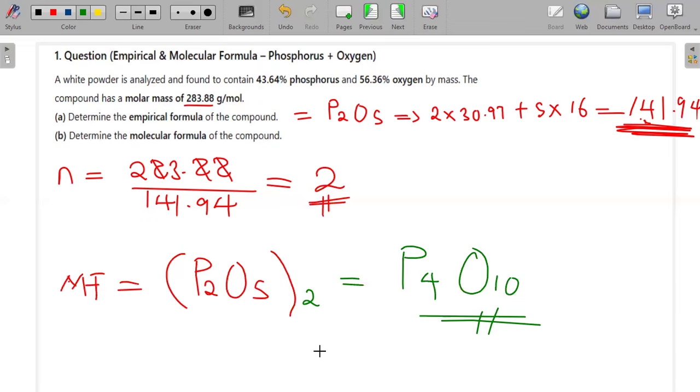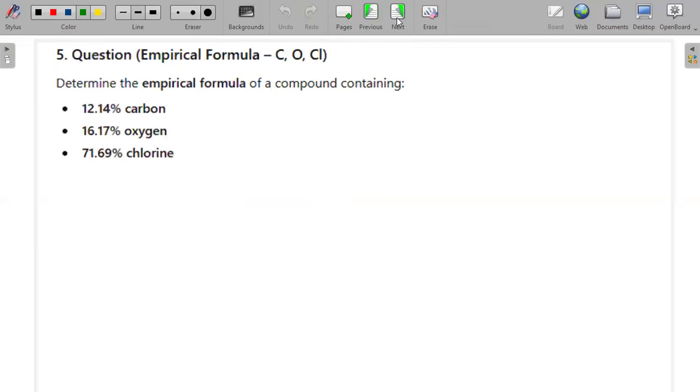Okay, so let's move on. We look at another question, again on the empirical formula, so that what we know just sinks in our heads. So it's very simple here because we've been given the percent of everything that is contained in that compound. So determine the empirical formula for a compound containing this percent of carbon, oxygen, and chlorine. So I'll just say element here. Okay, so the elements are carbon, oxygen, and chlorine, and then mass percent.